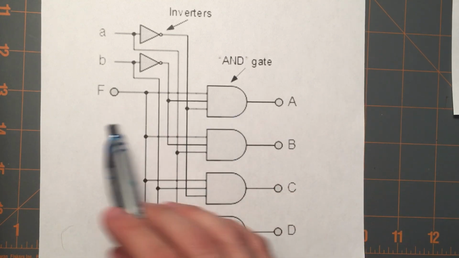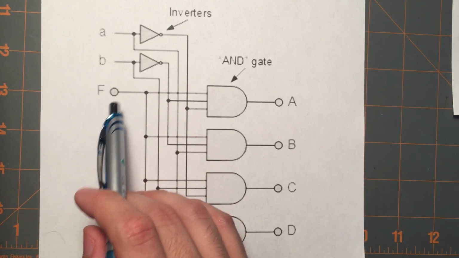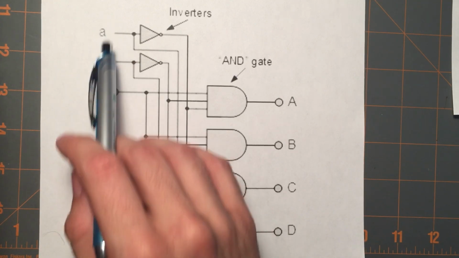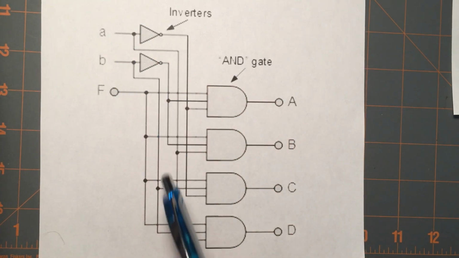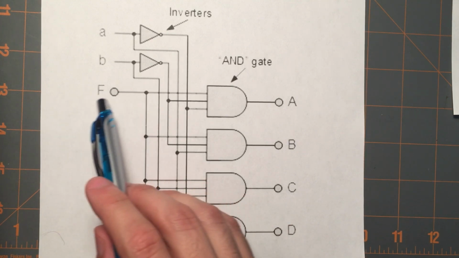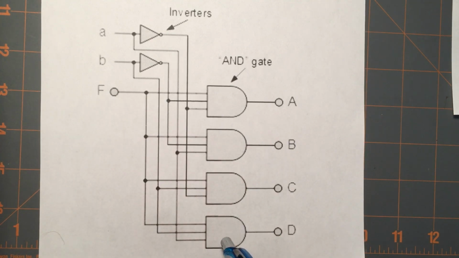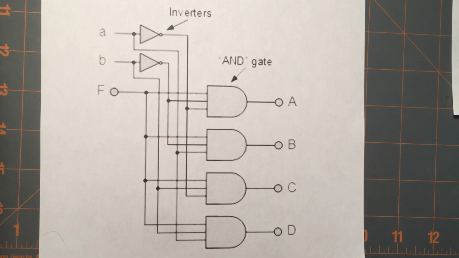Each of the AND gates receives the same input F as well as the selector bits. So when AB is 1, 1, both of these will send a high signal to D, or not to D, but to the AND gate associated with D. So the only possible output that can have a high logic level is D. So F will be sent to D.